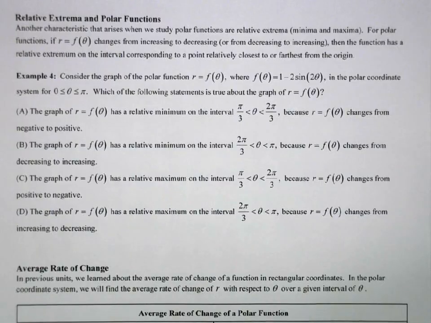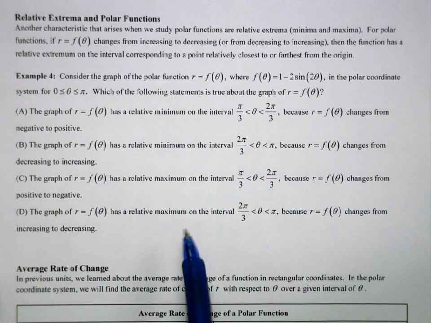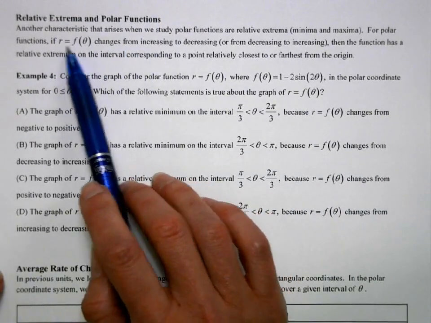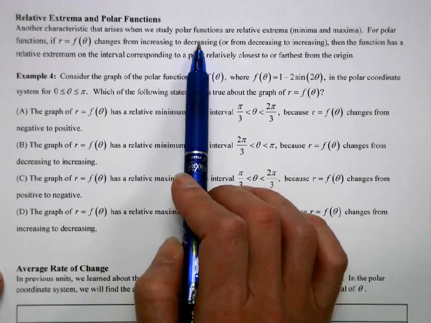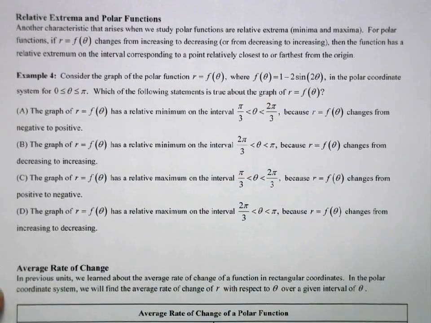Okay, next we're going to talk about relative extrema. We've talked about this on rectangular graphs, whether you have a local maximum or a local minimum. We've talked about how that happens. What we're interested in for polar is if r of theta changes from increasing to decreasing or decreasing to increasing, then the function has a relative extrema, meaning it's the point that's either closest to the origin or farthest from the origin.